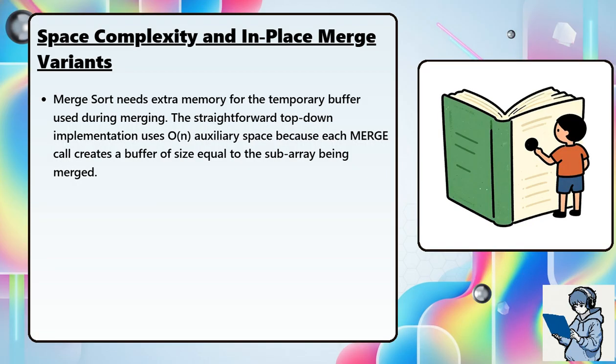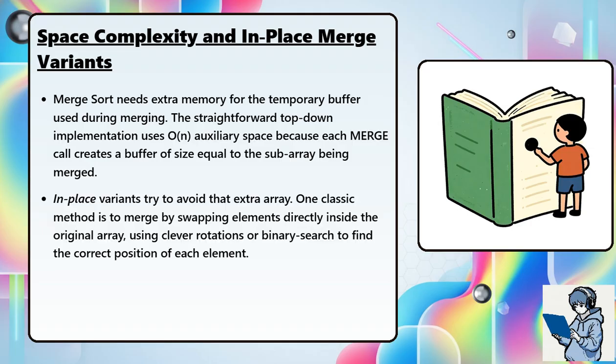Merge sort needs extra memory for the temporary buffer used during merging. The straightforward top-down implementation uses O(n) auxiliary space because each merge call creates a buffer of size equal to the subarray being merged. In-place variants try to avoid that extra array. One classic method is to merge by swapping elements directly inside the original array, using clever rotations or binary search to find the correct position of each element.